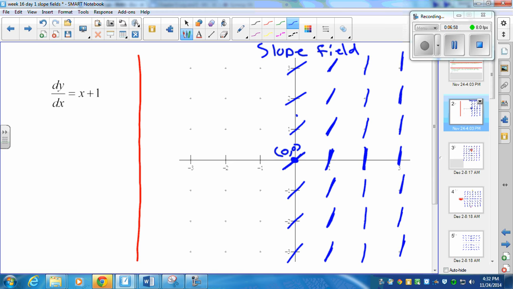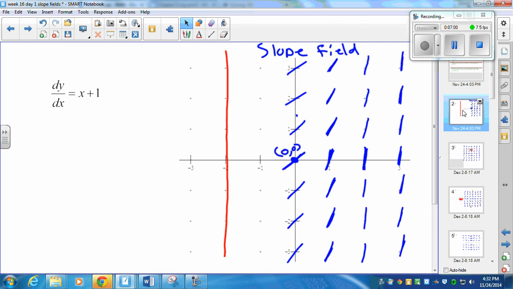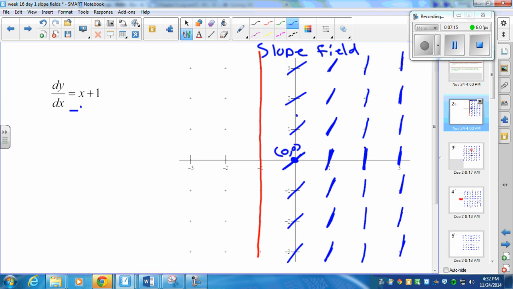Now let's look. I'm going to keep this red line for us and just say, okay, everywhere here, what's true about my grid? The y's change. They change immensely. Positive, negatives, all of that. But the x is always negative 1. So if x is negative 1, negative 1 plus 1 equals 0. So every place here, that dy dx is getting me a 0.